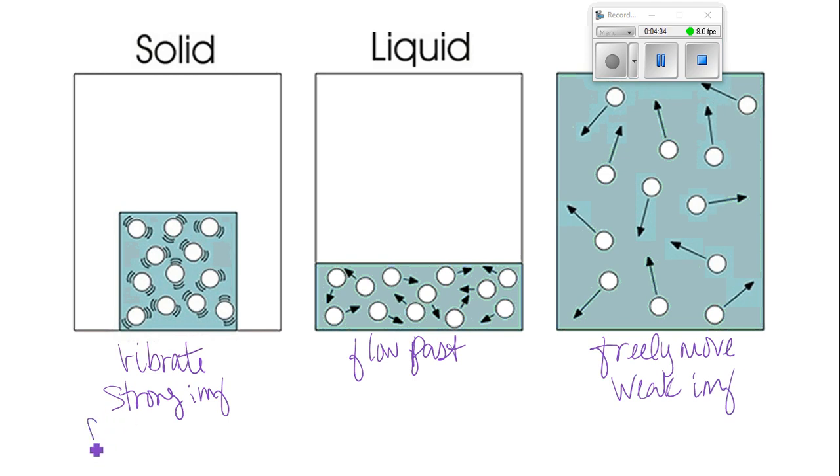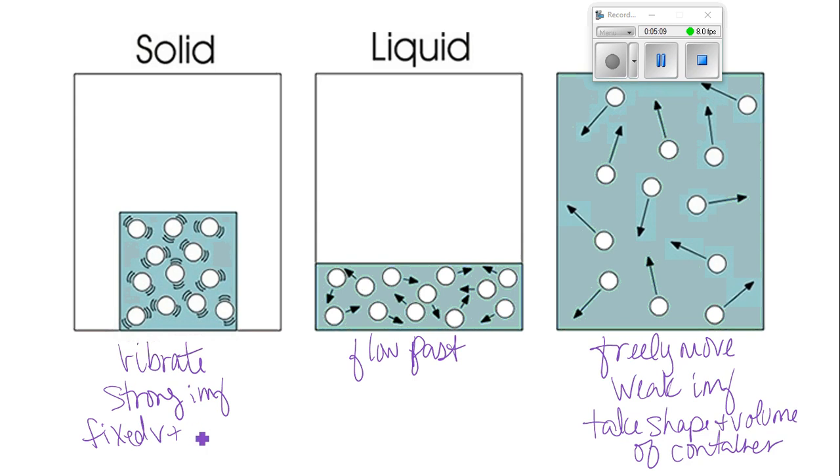These have a fixed volume and they're definitely occupying the space of their container. These ones are going to take the shape and the volume of the container, meaning they're really going to spread out and take up whatever room you put them in.